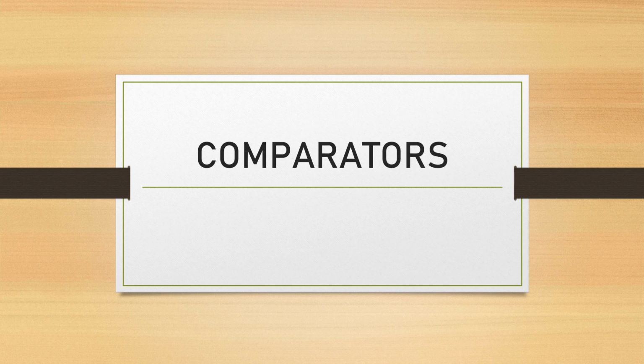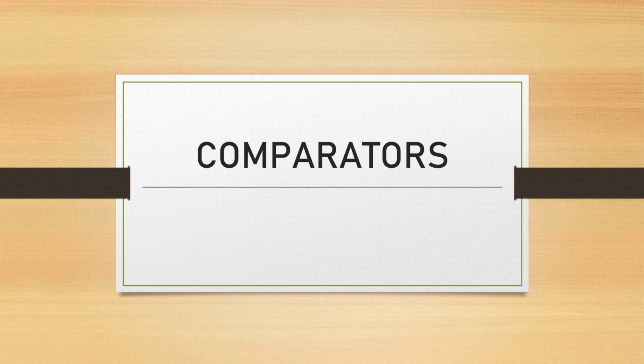So today in this lecture we will be seeing the topic of comparators. First of all, what is a comparator? A comparator, as its name implies, compares an input signal of one input of an op-amp with a known voltage, called a reference voltage, on the other input.